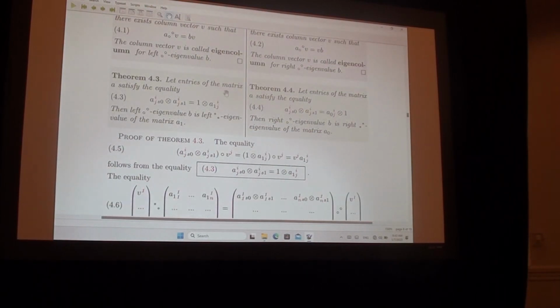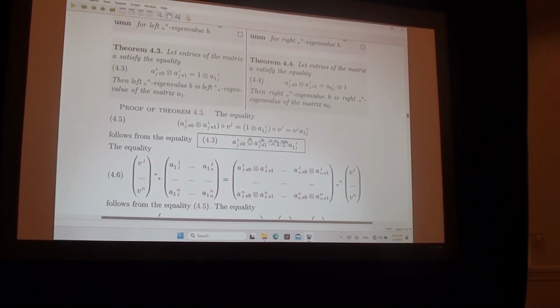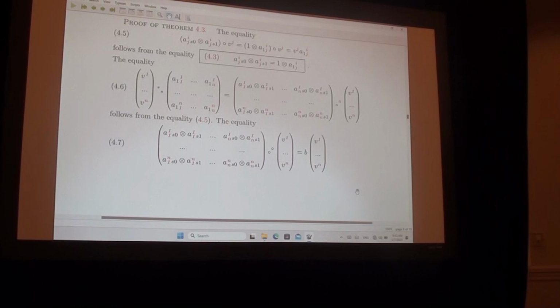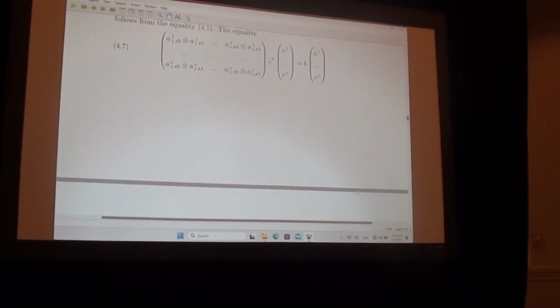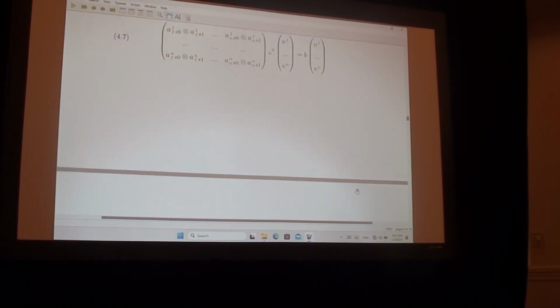Let the entries of the matrix A satisfy equality 3. Then let the RCO eigenvalue V be also an RCO eigenvalue of the matrix A1. The equality 4 follows from the equality 3. Then equality 6 follows from this equality. We have here pi capital, here little d. The equality 7 follows from the definition 1 of the real RCO eigenvalue of the matrix A.